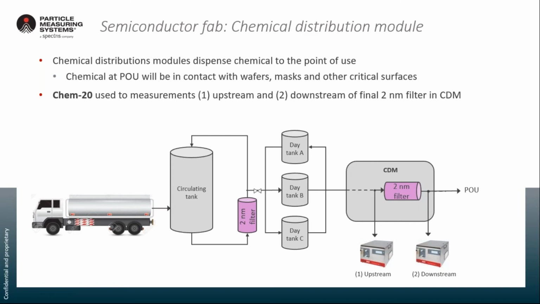So when the chemical batches arrive, they are unloaded first into the circulating tank and then circulated through a first stage of filtration at 2 nanometers. Then the chemical is transferred into the various day tanks, which we have 3 here, tanks A, B, and C, and then transferred to the CDM, where it's filtered again at 2 nanometers before being dispatched to the point of use.